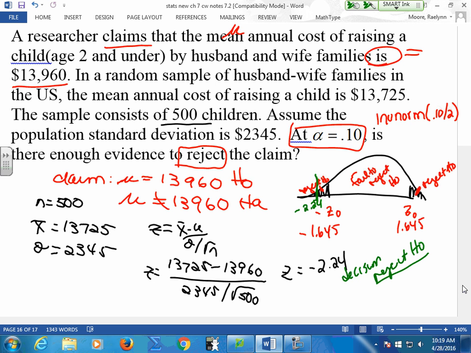Our claim is H0. Our decision is reject H0. Follow the words again. Claim H0, reject H0. Just fill in the pieces you need. You've got to remember to use it this way. There is enough evidence at a level of significance of 0.10 to reject the claim that the annual cost of raising a child is $13,960.